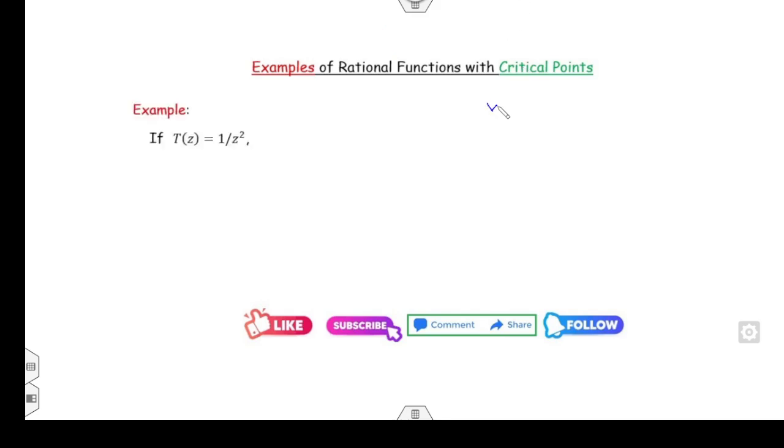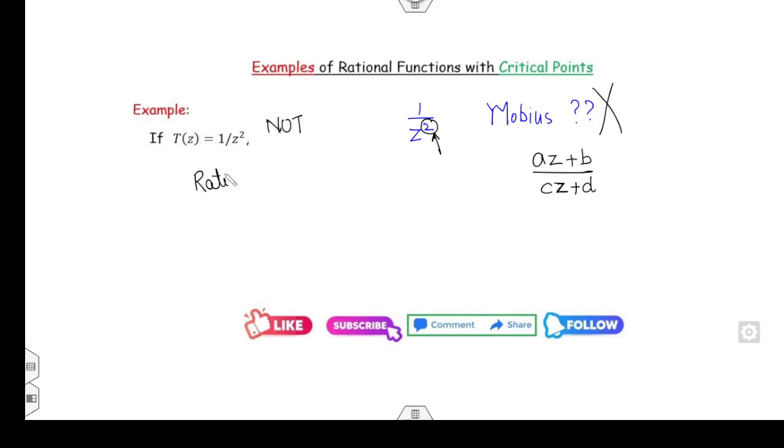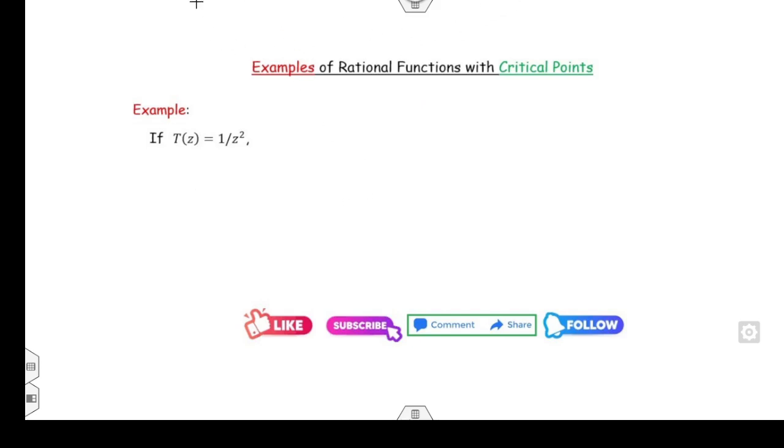First of all, can you say the function t of z equal to 1 over z square is a Mobius transformation? Can it be a Mobius transformation? No, because of this square. But a Mobius transformation always works as a linear one. Clear? So this is not a Mobius transformation. But yes, this function is a rational function. Fine. So can it have a critical point? Yes, of course.